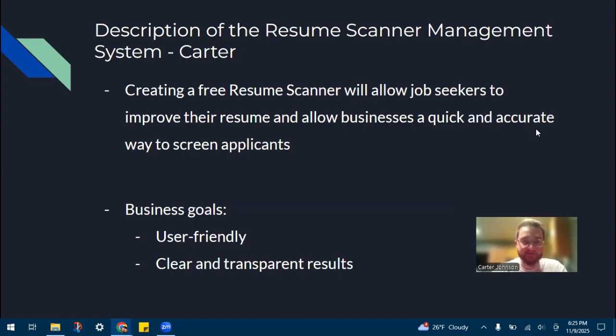So the business goals of our project are essentially for it to be very user-friendly and have clear and transparent results. If you remember back to our other presentations, we highlighted that other resume scanners that are out there don't do a great job of this. So our goal is to make sure that ours does.